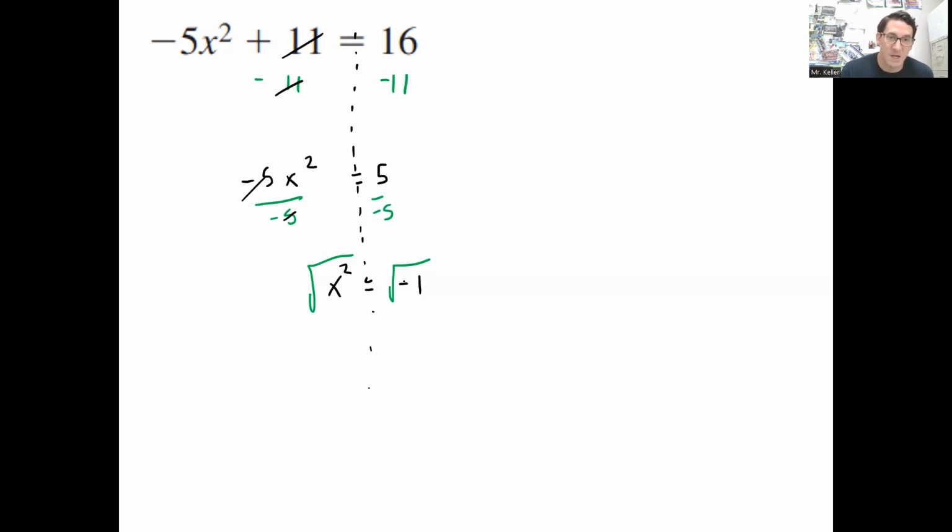So all we need to say here, if you get down to taking the square root of a negative, is that there is no real solution. All right, we'll get into the imaginary numbers later, but for right now, we can leave it as no real solution.